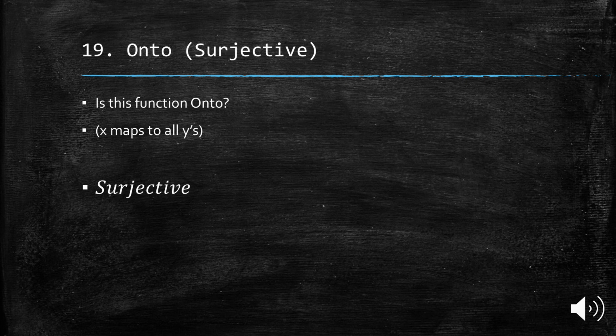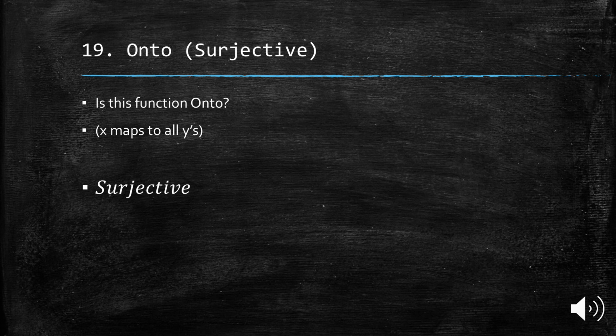Number 19, another vocab word, onto. And again, the synonym, the other word we can use is surjective. Onto is surjective. Don't get those two confused. Is this function onto? Now, what onto means is it covers all of the y's. In other words, there's no y in our codomain that does not actually get represented on our line.